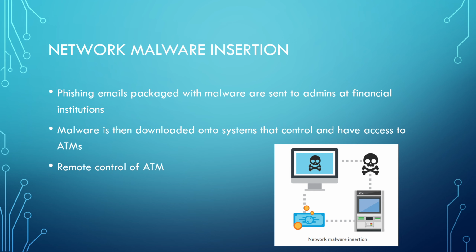In the second method, called network malware insertion, phishing emails are packaged with malware and are sent to admins at certain financial institutions. And if the financial institutions accept these phishing emails and these scams, malware is then attempted to be downloaded onto systems that can control the ATMs and have access and communication to the ATMs. And once the malware is installed onto them, hackers will have remote access to control ATMs and, of course, dispense as much cash as they want to from their own home.